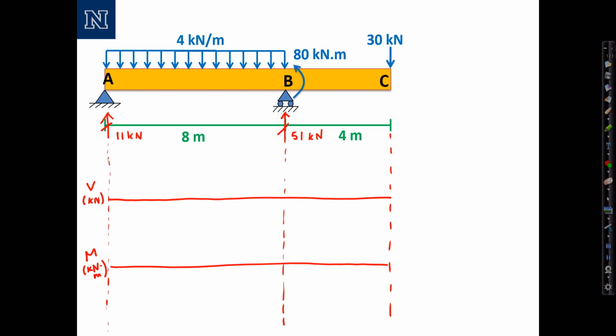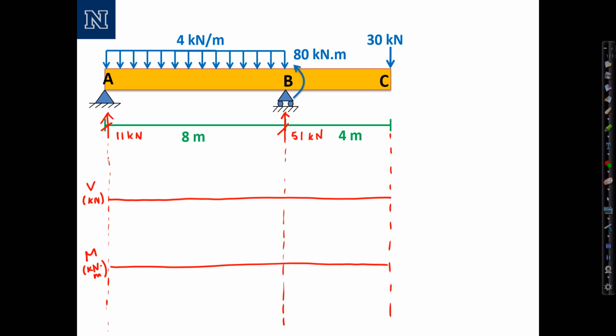I've also extended my lines down for the shear and moment diagram, indicating all the load discontinuities, the places where the diagram is going to change. And I've created an axis for the shear diagram, labeled it with kilonewtons, an axis for the moment diagram, labeled it with kilonewton meters. So let's start by drawing the shear diagram, working from left to right.